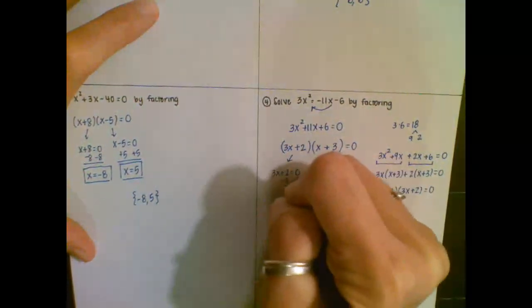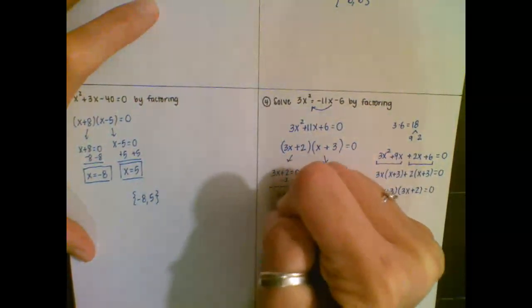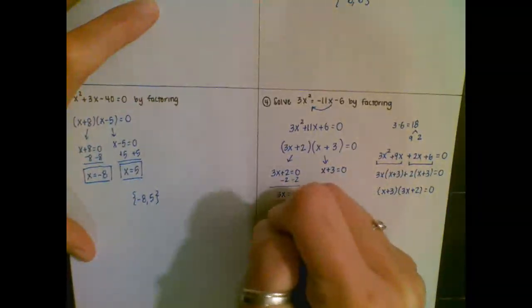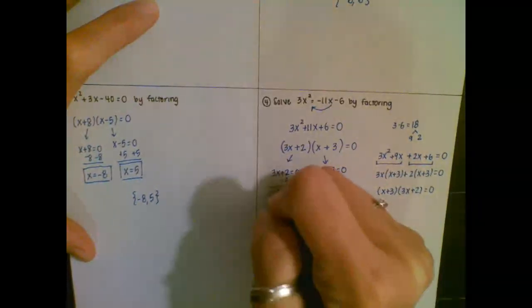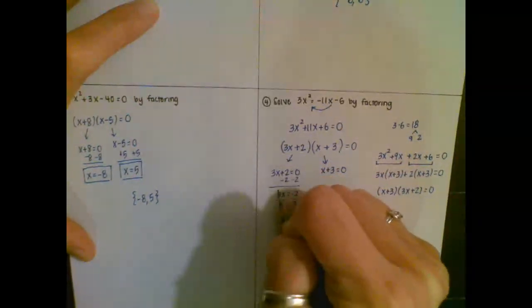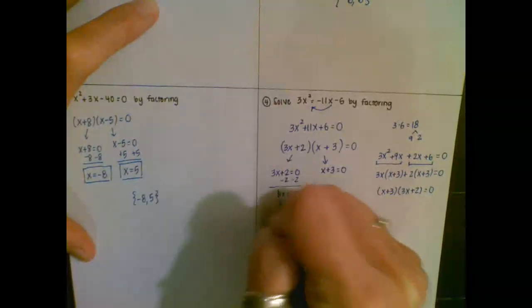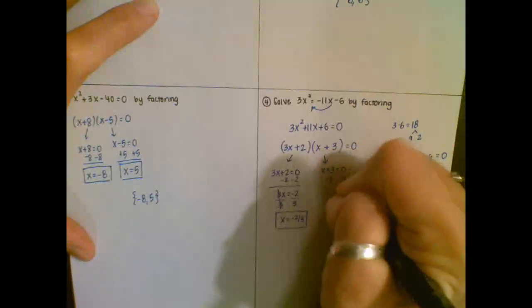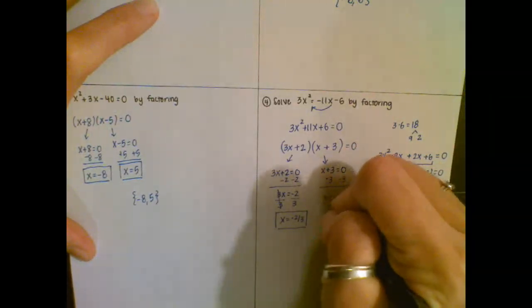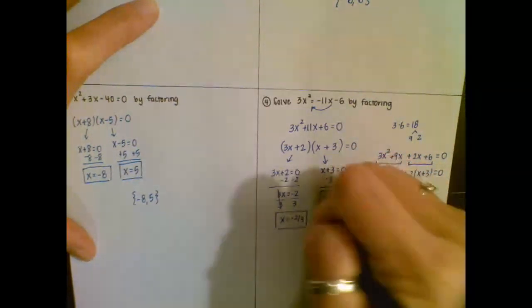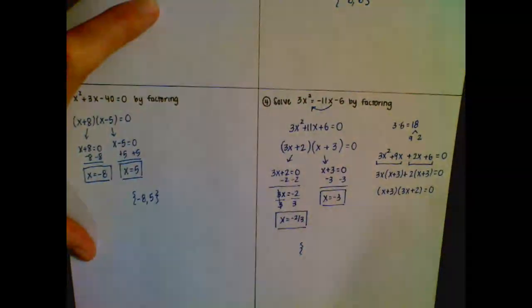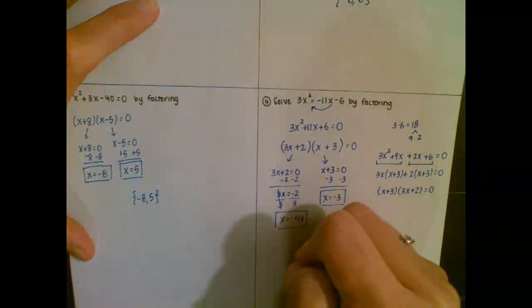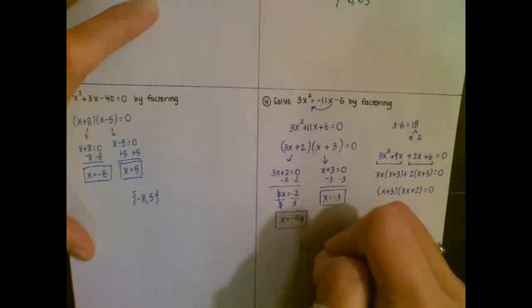Get rid of the 2 over here. So that's going to leave you with 3x is equal to negative 2. Divide by 3. Our x value over here would be negative 2/3. And then over here, go ahead and subtract 3, and that will leave me with an x value of negative 3. Or if you prefer to use the curly brackets, that would be negative 3, comma, negative 2/3.